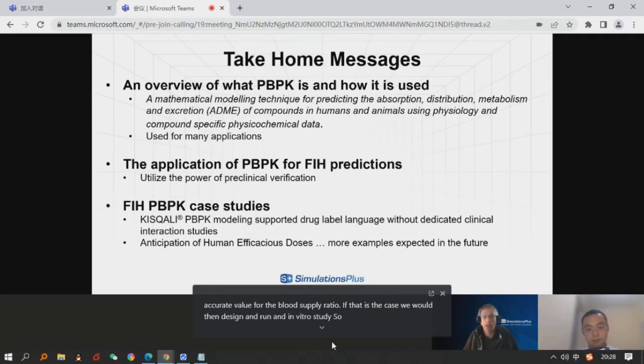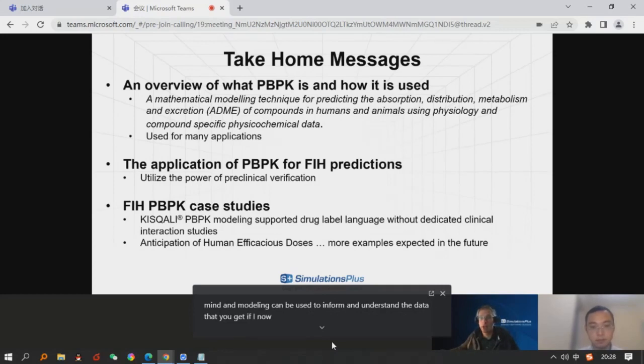So to summarize, PBPK modeling does need many parameters and includes lots of mechanisms. The parameters can be predicted from structure, and your DMPK, your in vivo studies, should be designed with the end in mind, and modeling can be used to inform and understand the data that you get.